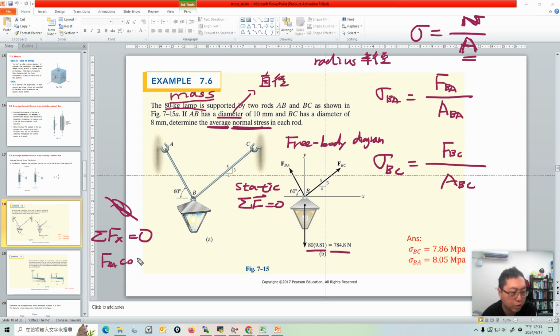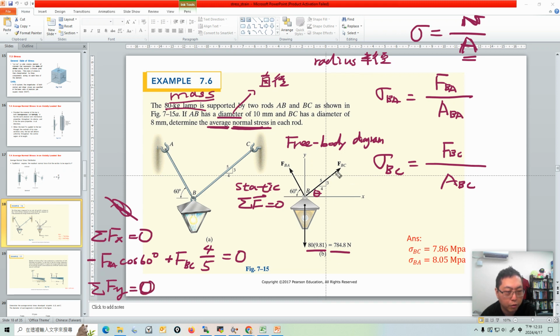FBA cosine 60 degree, but it's pointing to the left, so we have a negative sign. And here we add FBC cosine theta, and cosine theta is 4/5. Is there anything else in the x direction? No, so the sum equals 0.